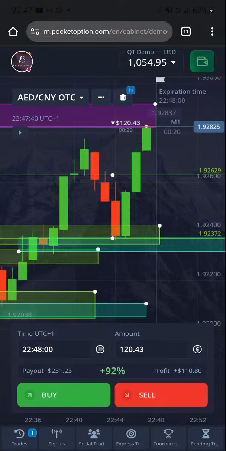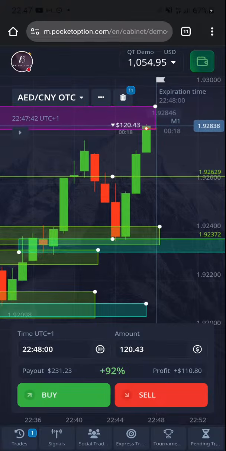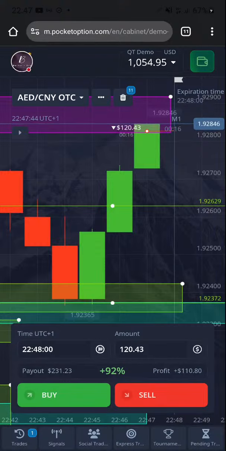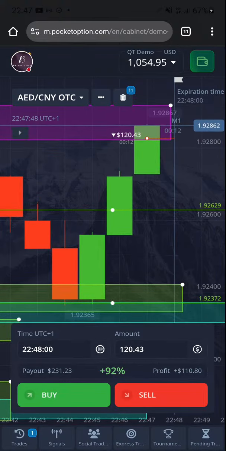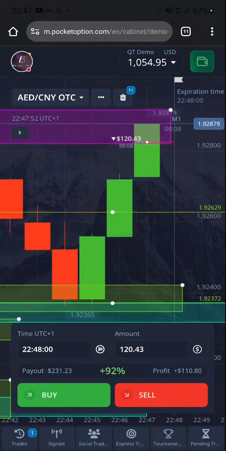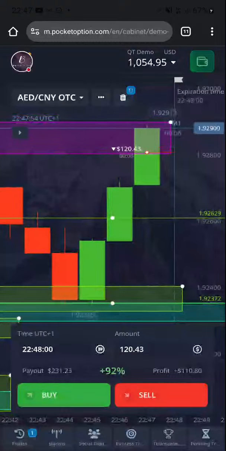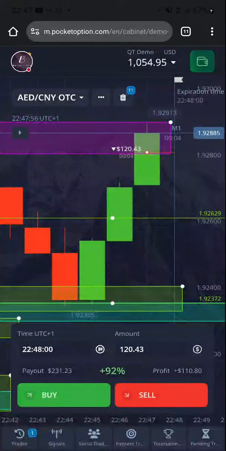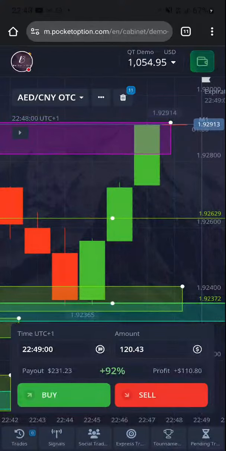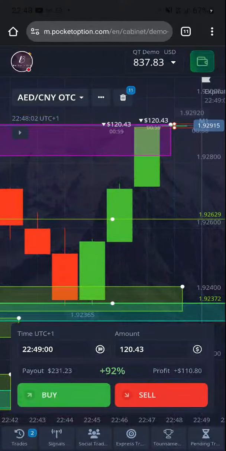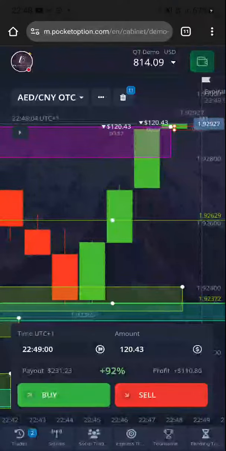I'm expecting a pullback to the downside right from here. Let me see. I'm expecting a pullback though. But let's see. Doesn't seem as if it's going to happen. I think they are going to just break. Now I'll check the next candle. If we have a gap up, I'll go, okay, fine. Let's go with the sellers.